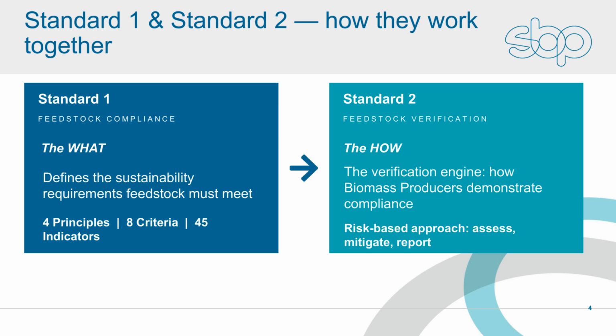Standard 2 is the verification engine. It does not add new sustainability requirements on top of Standard 1. Instead, it gives biomass producers a structured, risk-based method for demonstrating that the feedstock they source meets Standard 1 in practice. Standard 2 answers the question, how does a biomass producer prove that its feedstock clears the bar? The two standards are designed to work together. Standard 1 without Standard 2 is a statement of intent with no mechanism behind it. Standard 2 without Standard 1 has no bar to verify against.